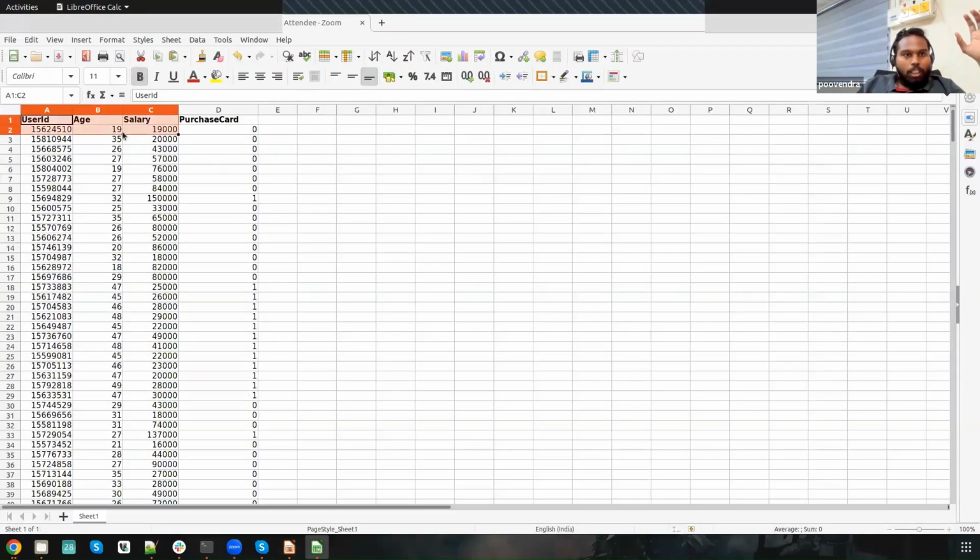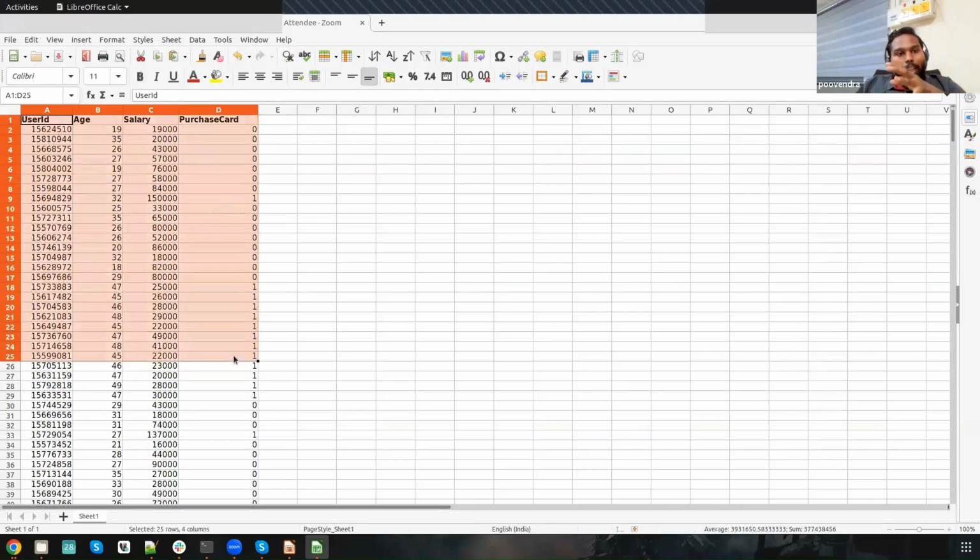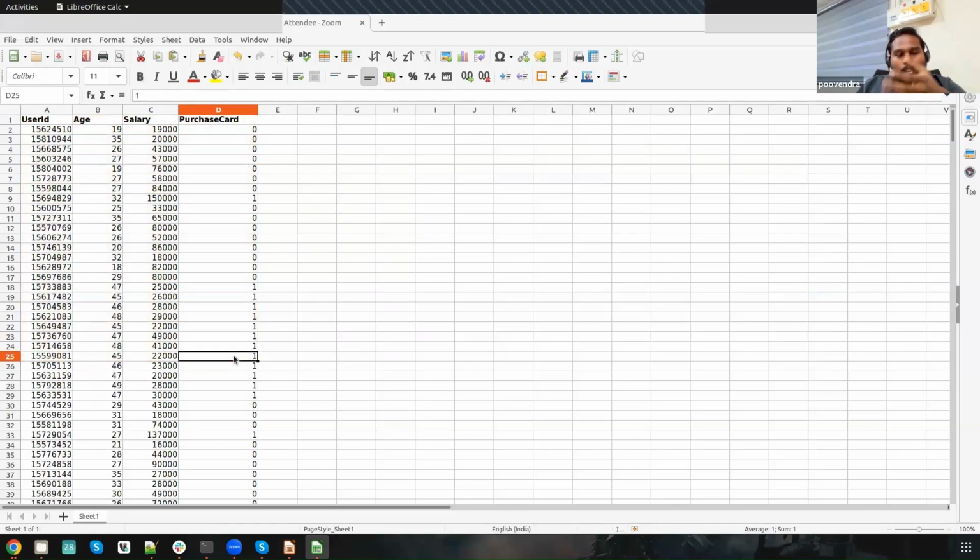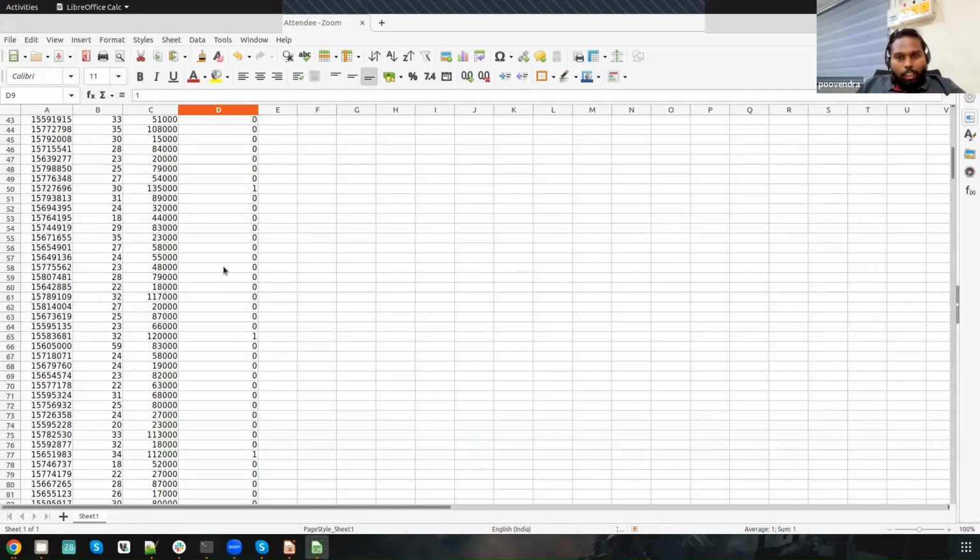I will show you one general data set. This is a data set of a bank company, XYZ bank. This is the user ID, the age of that particular person, and his salary, and whether he purchased a card or not. Just assume that it's a credit card company. This person didn't purchase a card, but this guy with age 32 and this salary purchased the card. So we have a data set of that.